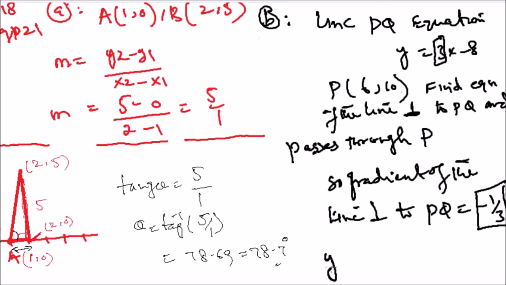So the equation is y is equal to minus 1 upon 3 x plus c. How to find c? The line is passing through point P, which is 6 and 10. So we just need to input this point in this equation. So I'm erasing this place.